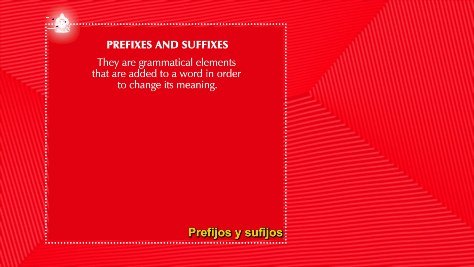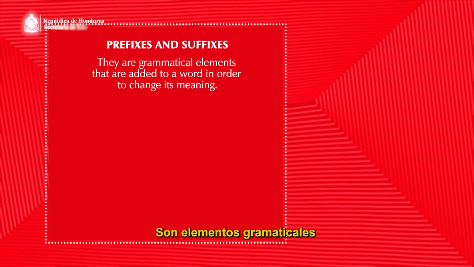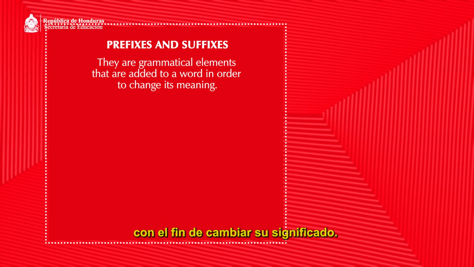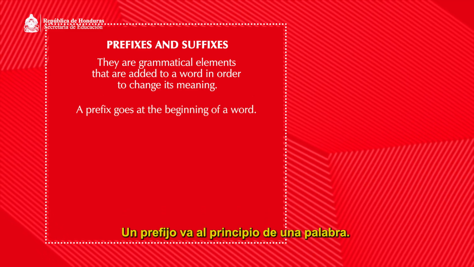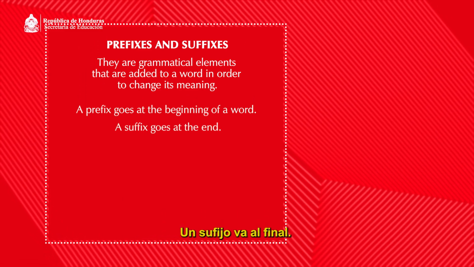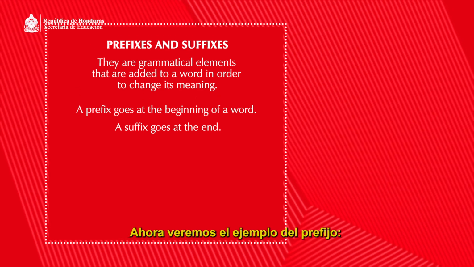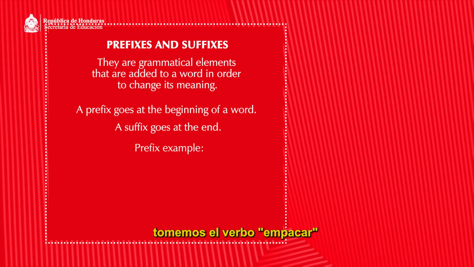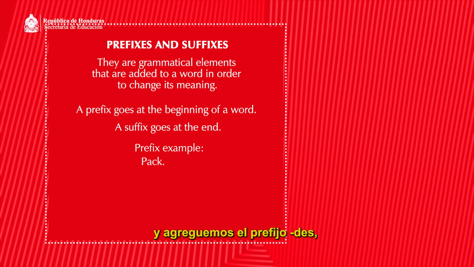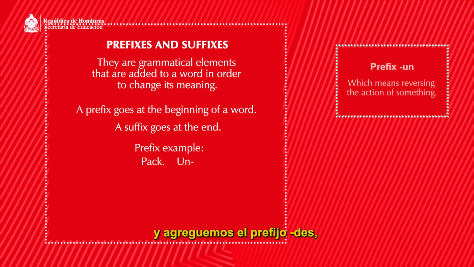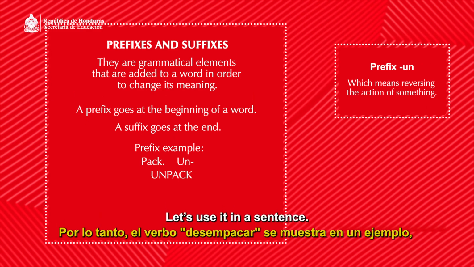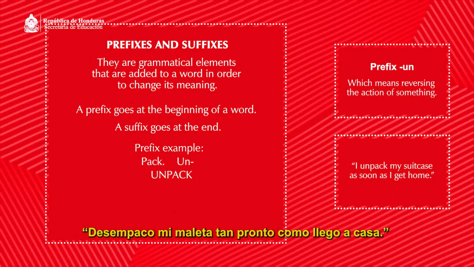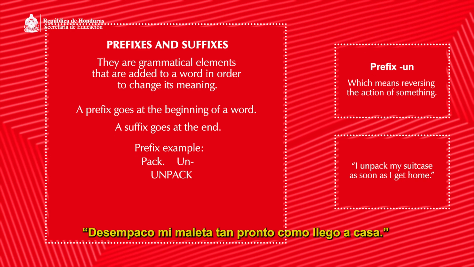Prefixes and suffixes. They are grammatical elements that are added to a word in order to change its meaning. A prefix goes at the beginning of a word. A suffix goes at the end. Now we'll look at an example of a prefix. Let's take the verb pack and add the prefix un, which means reversing the action of something. Let's use it in a sentence. I unpack my suitcase as soon as I get home.